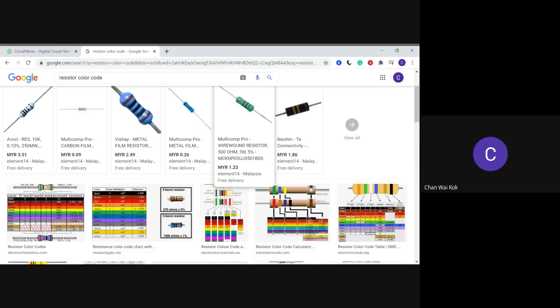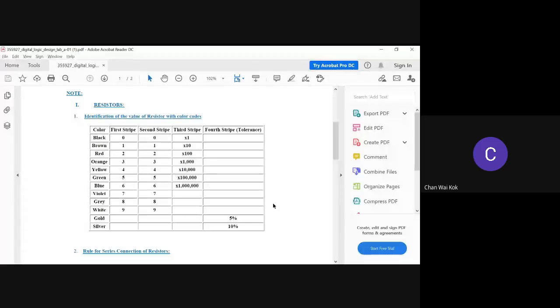Normally what we're going to use will be 270 ohm. So the resistor we're going to use is basically 270 ohm. Okay, so this is the color code. You just remember this. If you forget the value, just refer to this table and you can know the value.